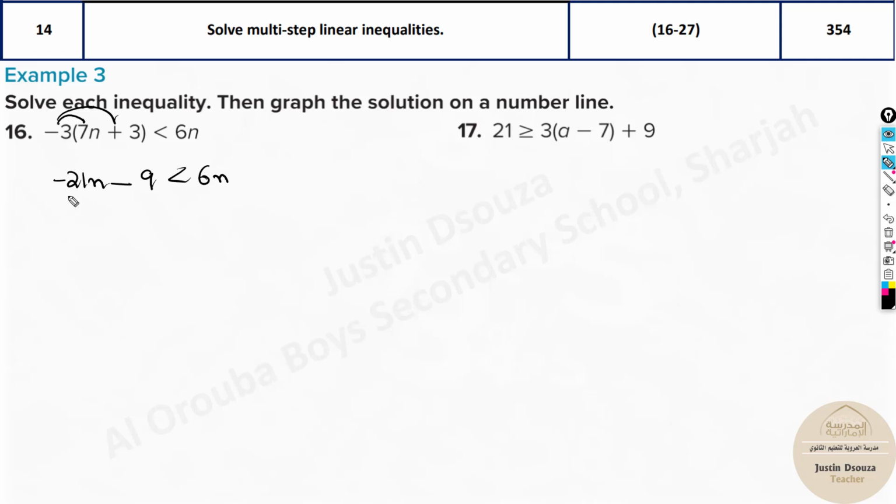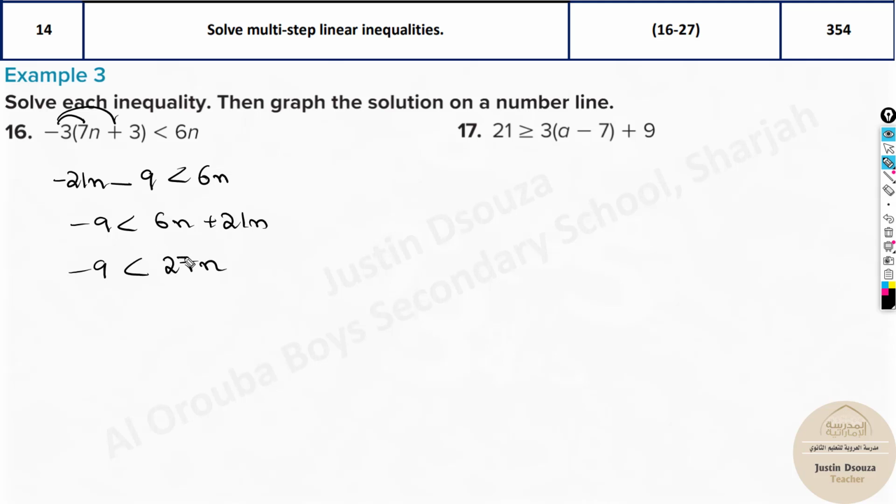Therefore, minus 21 goes to the other side. It'll be minus 9 less than 6n plus 21n. What happens? Minus 9 remains here. 6 plus 21 is 27n. Now divide both the sides by 3. What happens? Sorry, over here. What am I saying? Sorry, not both the sides by 3. Divide both the sides. What do you want this to go?